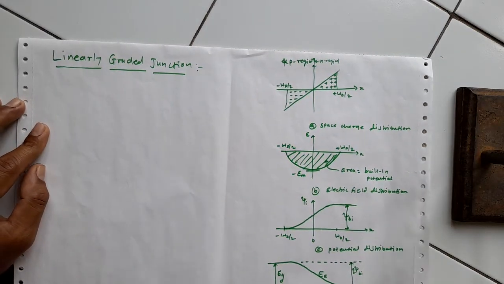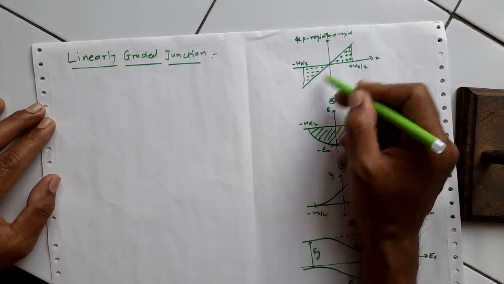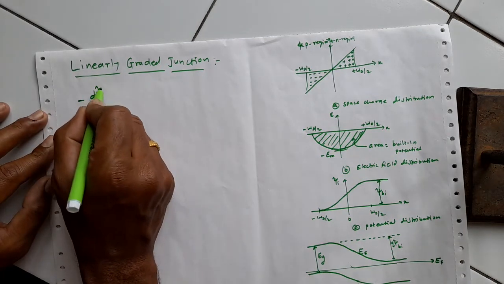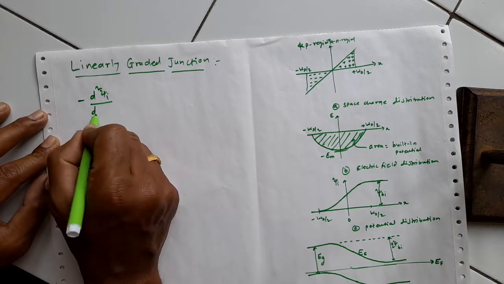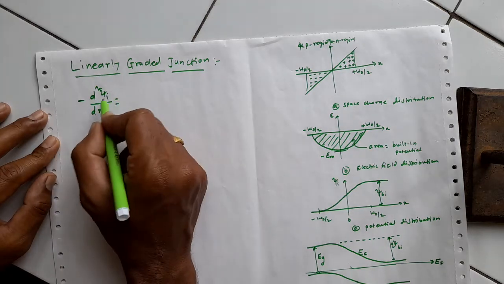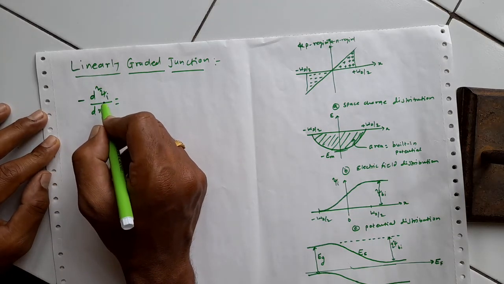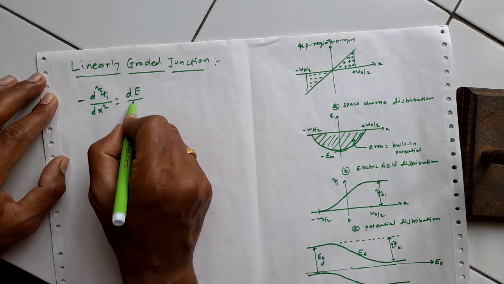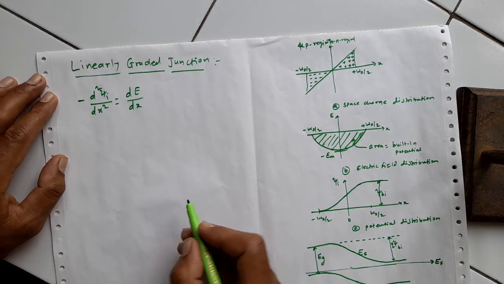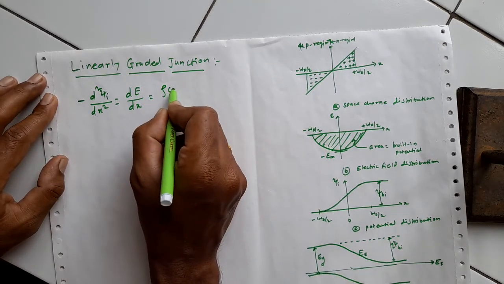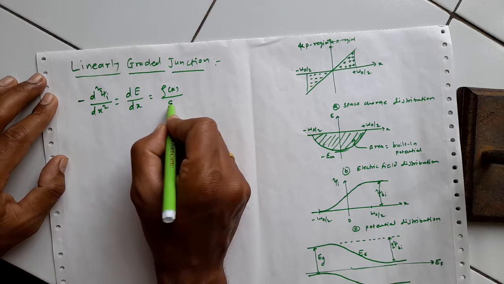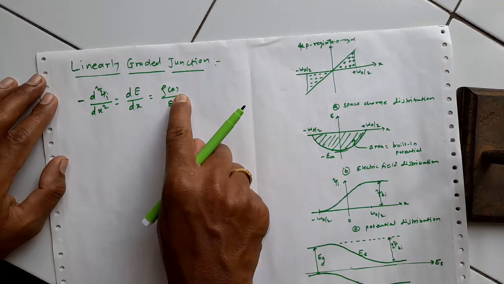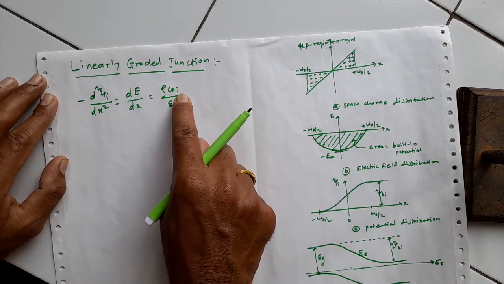Now Poisson's equation in this case is given by minus d2 psi i by dx square, which is the double derivative of the intrinsic potential. This is also equal to the first derivative of the electric field, or the electric field gradient. This is given by rho of x upon epsilon s. Now this rho is the charge density we are talking about.